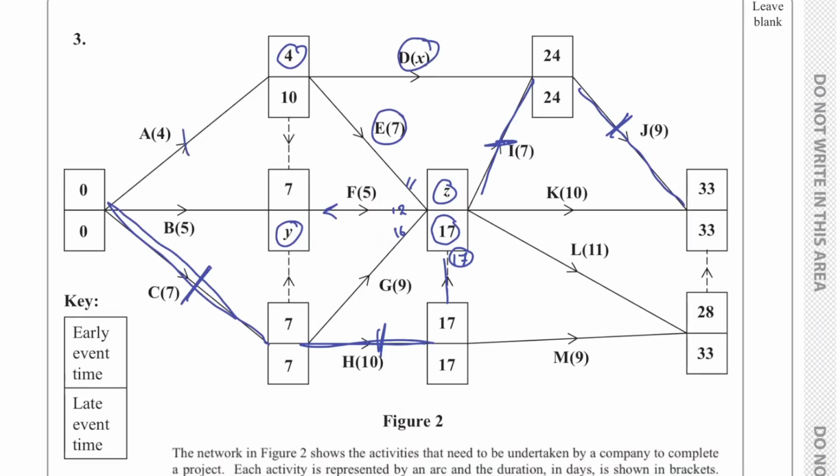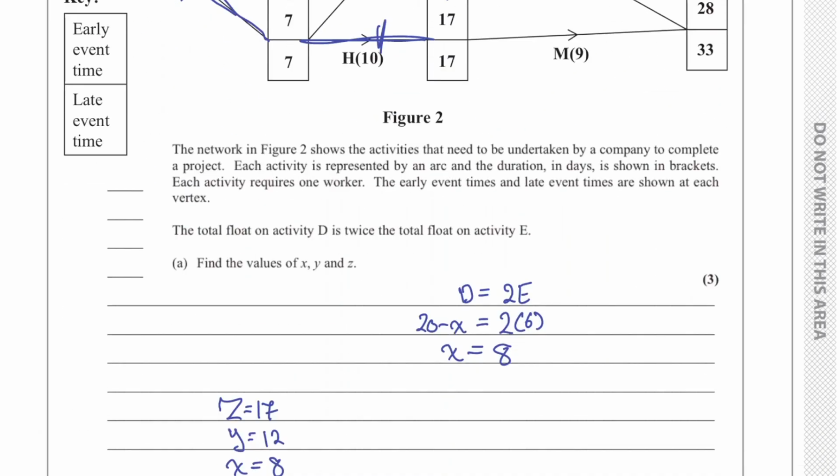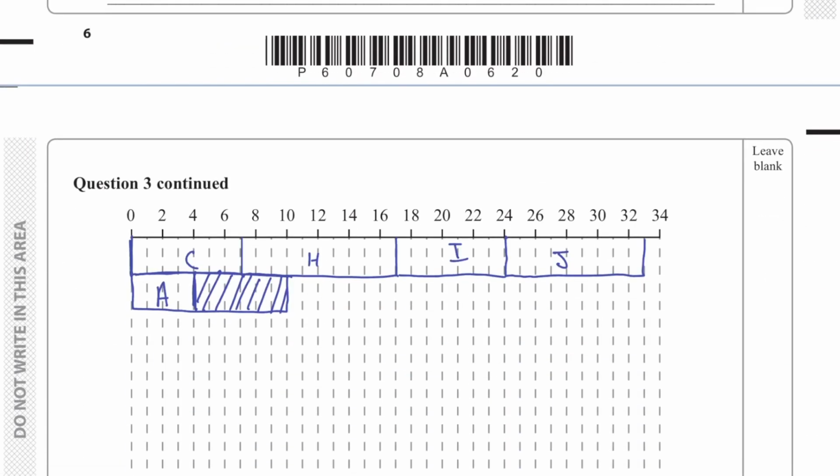So we've done A. B is going to end at Y, which is 12. So B is also going to start here, and it's going to end here. Yeah, and B was 5. So come here. This was B. Shade the rest because that's extra float. And then we're going to do D.